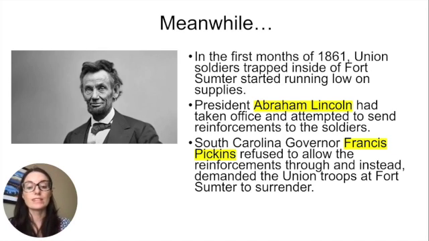South Carolina Governor Francis Pickens refused to allow reinforcements through and instead demanded the Union troops at Fort Sumter surrender. So under important people, we're going to record Francis Pickens. He was the governor of South Carolina. And this is the second time that the Union has tried to send reinforcements to the soldiers at Fort Sumter. But Governor Pickens, again, refused to allow those reinforcements through and said instead he needed the Union troops at Fort Sumter to surrender and turn the fort back over to South Carolina.